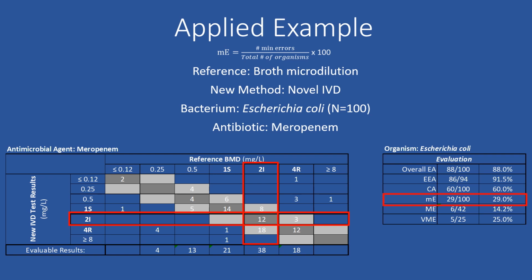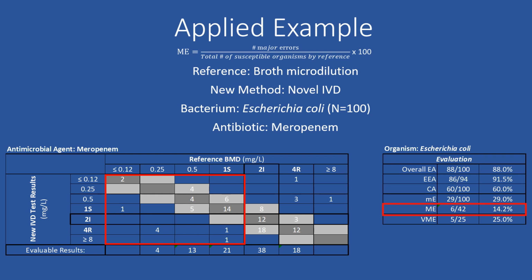For minor errors, we're accounting for all organisms tested in the denominator, so 100 in this example, and the number of minor errors in the numerator. The red borders on the diagram show the values of interest. Any values inside of these are considered for the numerator. We can add up all the values and subtract out the 12 that agree the organism was found to be intermediate to meropenem, so we count 29, which results in 29 divided by 100, and then we multiply by 100 to get 29%. So to interpret this, we can say that 29% of the organisms tested were intermediate by one method and either susceptible or resistant by the other.